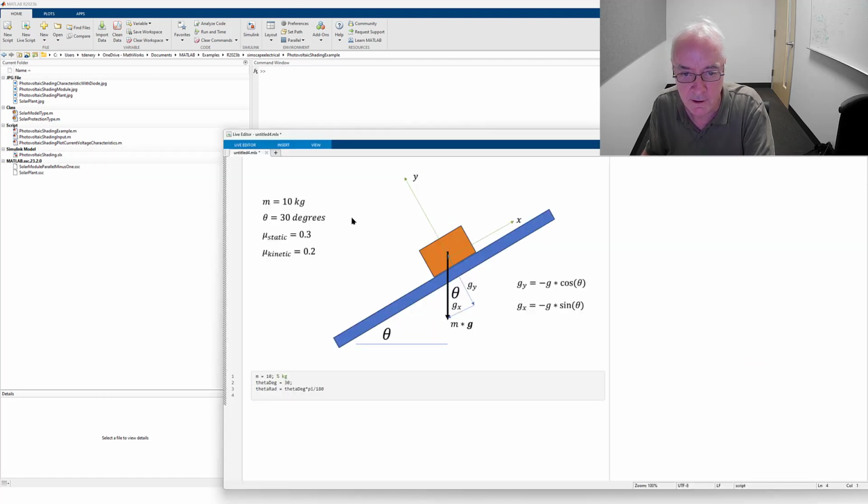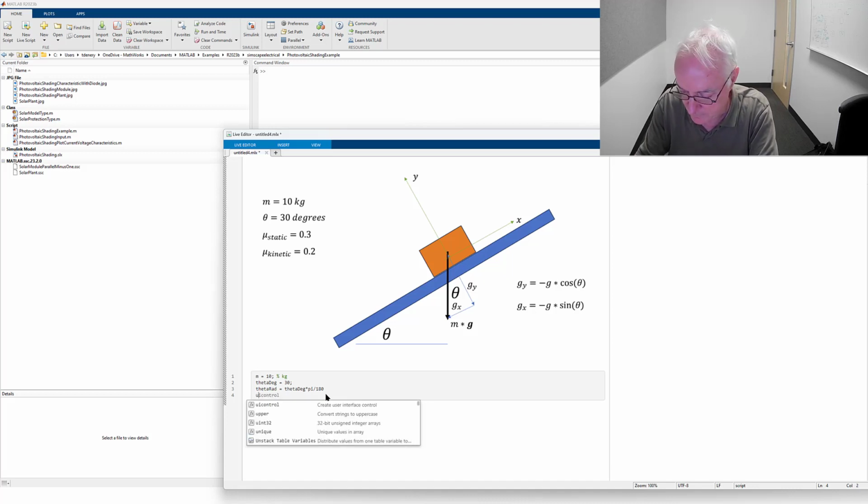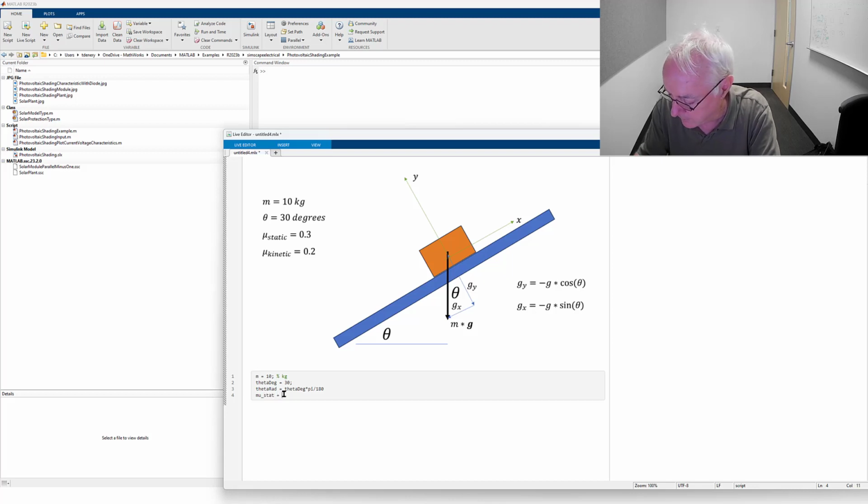Where's my live script? Here it is. Let's get the friction coefficients in there too. I'll call it mu stat, equal to 0.3, and mu kin, 0.2. Now let's get that gx and gy in there as well.